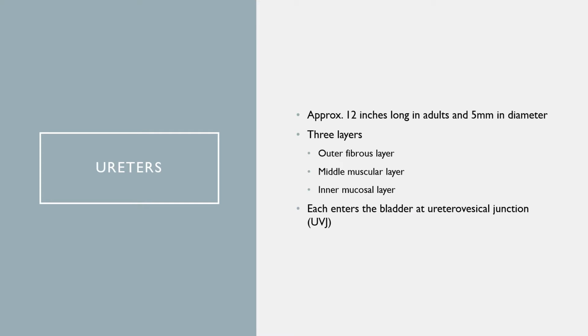Right, the ureters are approximately 12 inches long in adults and about 5 millimeters in diameter. They also have 3 layers. That is an outer fibrous, middle muscular layer, and an inner mucosal layer. And each ureter then is going to enter the bladder at the ureterovesical junction, or the UVJ.